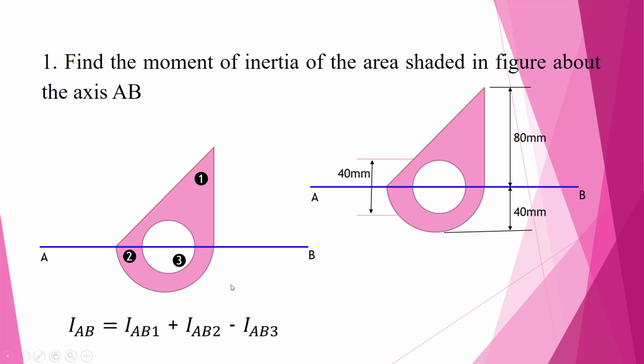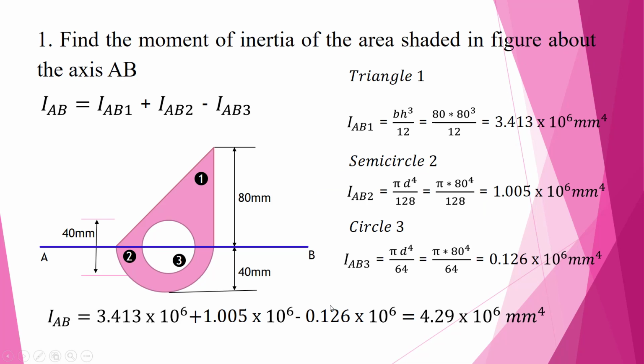Once we have found the moment of inertia of the triangular section about AB, the semicircular section about AB and the circular section about AB, we can find the moment of inertia of the composite section using the formula IAB is equal to IAB1 plus IAB2 minus IAB3. Why minus IAB3? Because we are removing the circular section from the composite section. Now let us take them one by one.